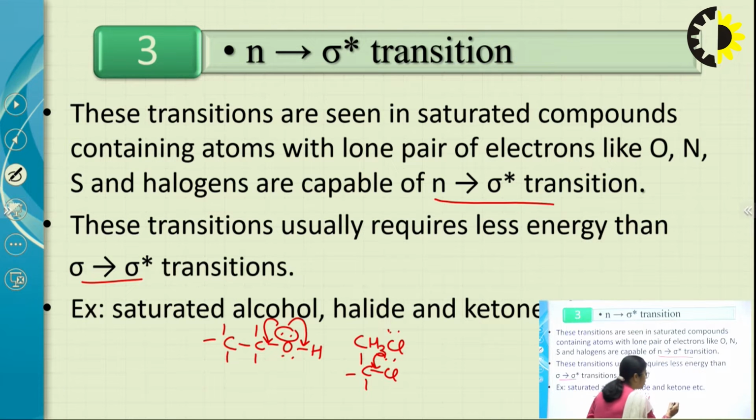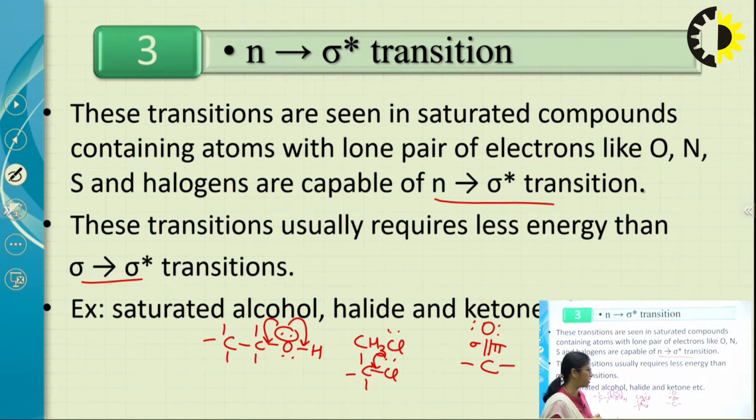In the case of ketone also, let's see the case of ketone. Now in the case of ketone, one bond is a sigma bond and the other one is the pi bond. And this oxygen contains two lone pairs of electrons. Now here you can see these lone pairs of electrons can either utilize the pi orbital or the sigma orbital, the pi star or the sigma star. If these non-bonded electrons utilize the sigma star orbital of the bond, then they are going to show the n to sigma star transition.